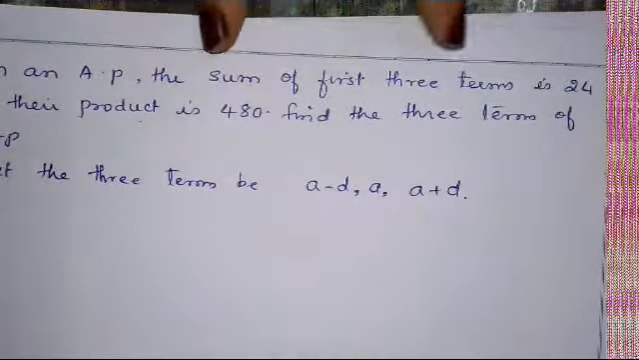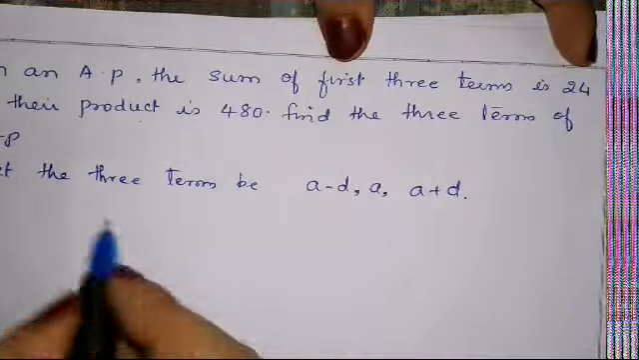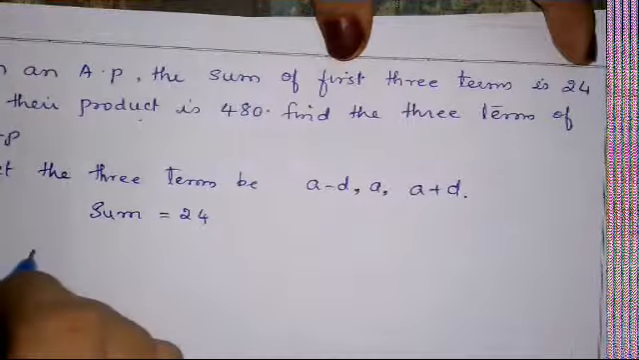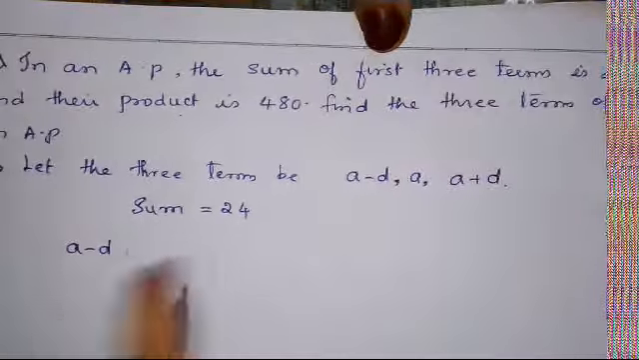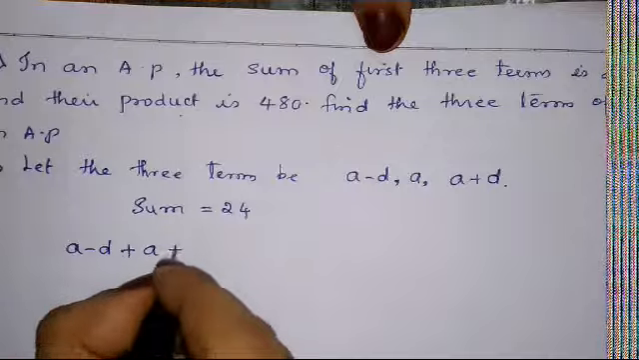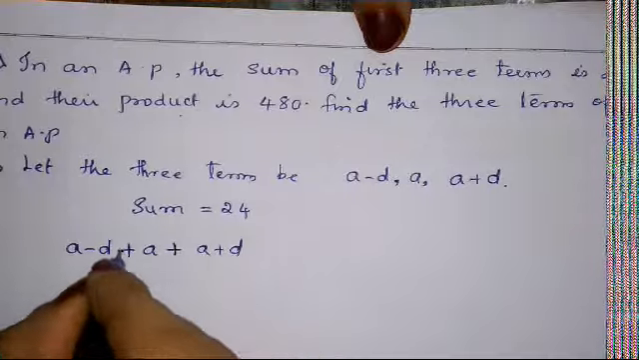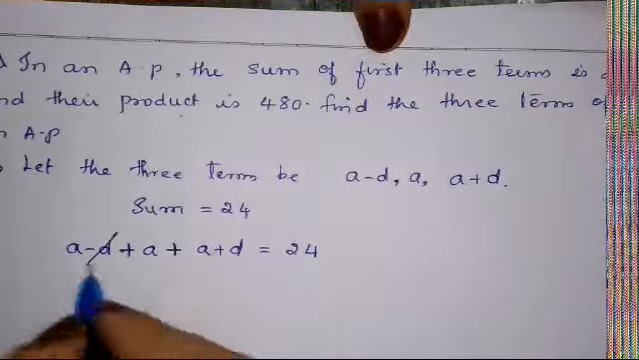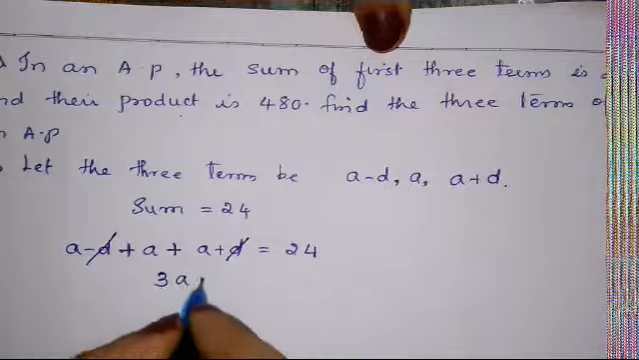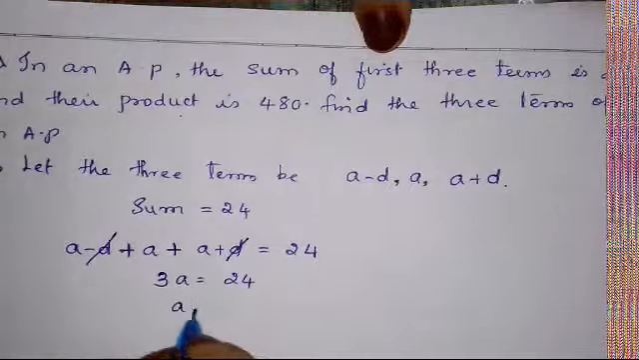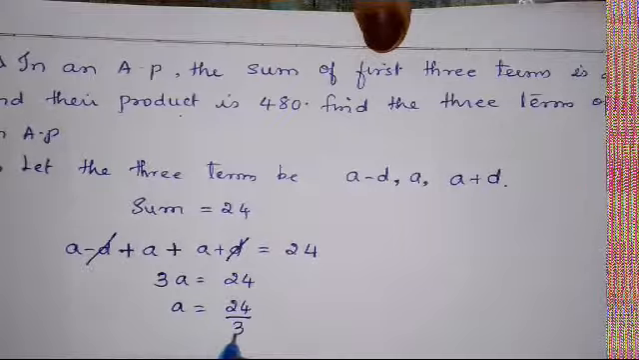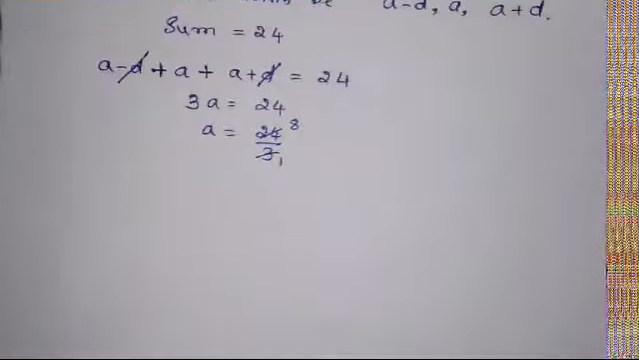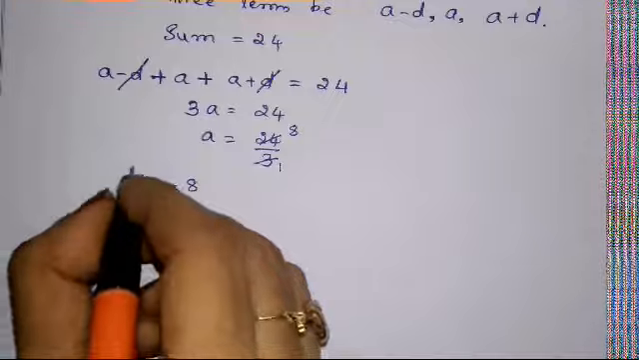The given condition is the sum of the first three terms is 24. We'll add these three terms: A minus D, A, A plus D. The sum between the three terms is 24, it is told in the question. So minus D plus D gets cancelled. 3A is equal to 24. A is equal to 24 by 3. 3 eights are 24. So A is equal to 8 we got.